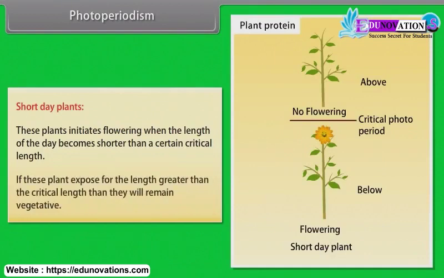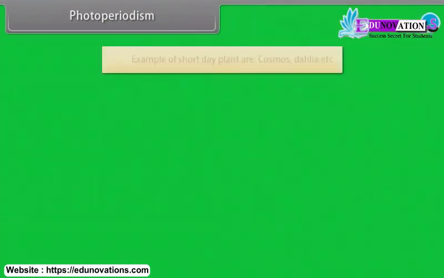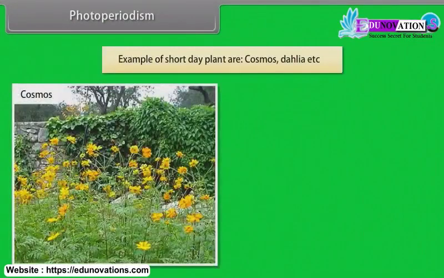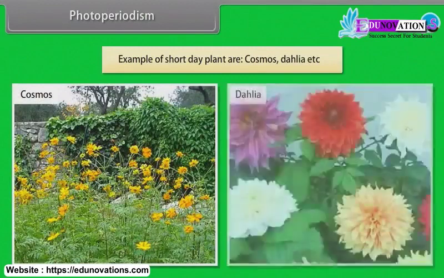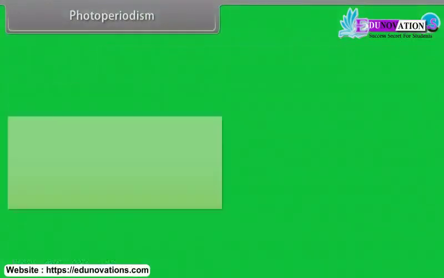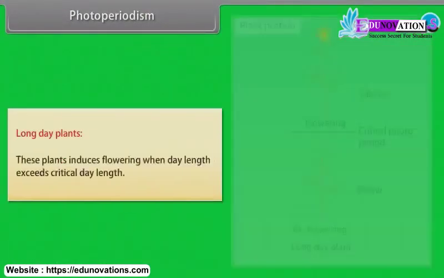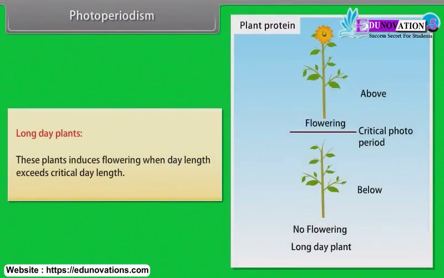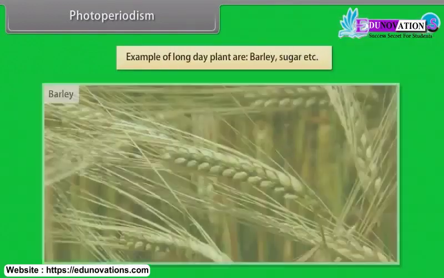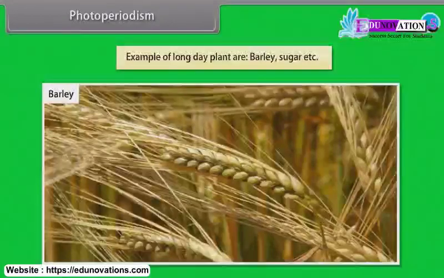If these plants are exposed to a length greater than the critical length, then they will remain vegetative. Examples of short day plants are cosmos, dahlia, etc. Long day plants. These plants induce flowering when day length exceeds critical day length. Examples of long day plants are barley, sugar beet, etc.